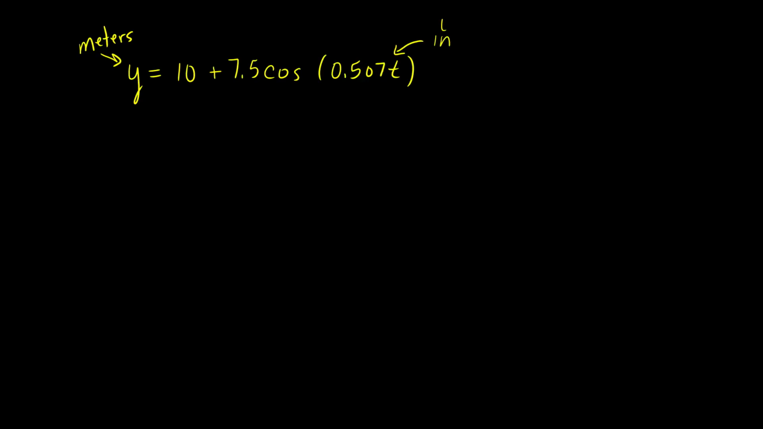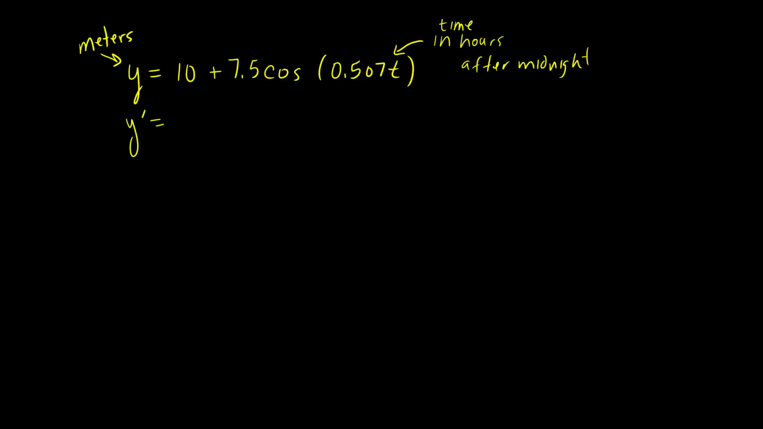Okay, you're given a word problem and they give you this function, 10 plus 1.5 cosine 0.507t, where they tell you the depth of water in meters is given by this function, and t is the time in hours after midnight. And they want you to find how quickly the tide is rising or falling, and they give you a bunch of times. So I know rising and falling, I'm going to need my derivative.